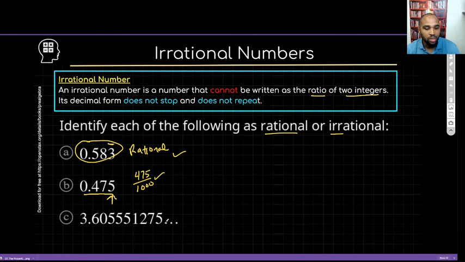What about this one? This dot dot dot means this number keeps on going. But there's no problem with that if it repeats. Do you see anything repeating? No. You see 5, 5, 5 there, but there's no pattern that keeps going. So this is going to be considered irrational. Rational.